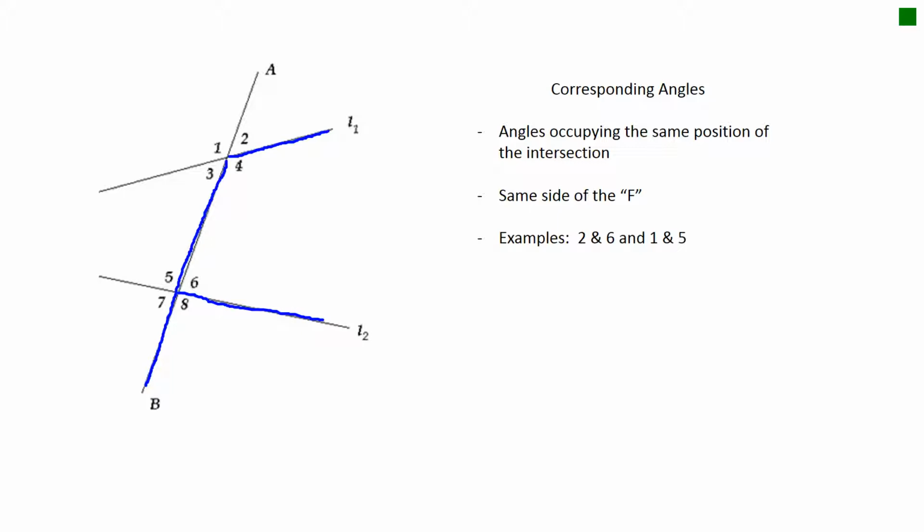So corresponding angles are, for example, 2 and 6. They're occupying the same spot on the F. So just above the F here, just above the F here. 4 and 8 are also corresponding angles. I can also draw my F backwards here, and then we still have 1 and 5, and we have 3 and 7. So those are all corresponding angles.